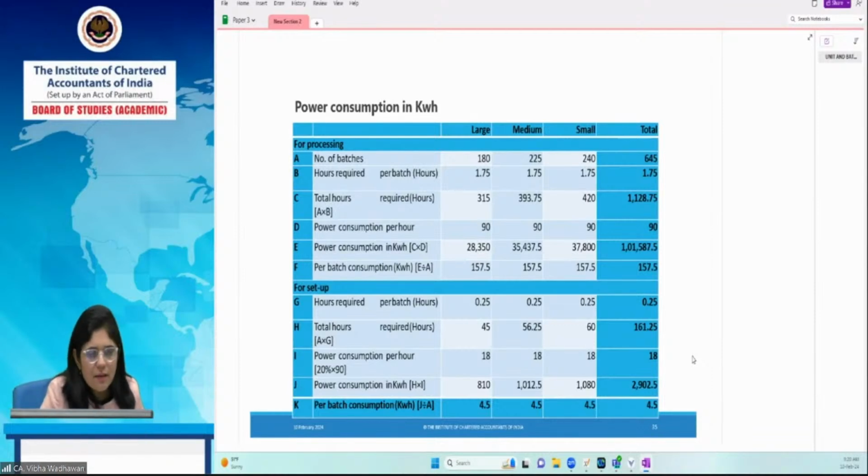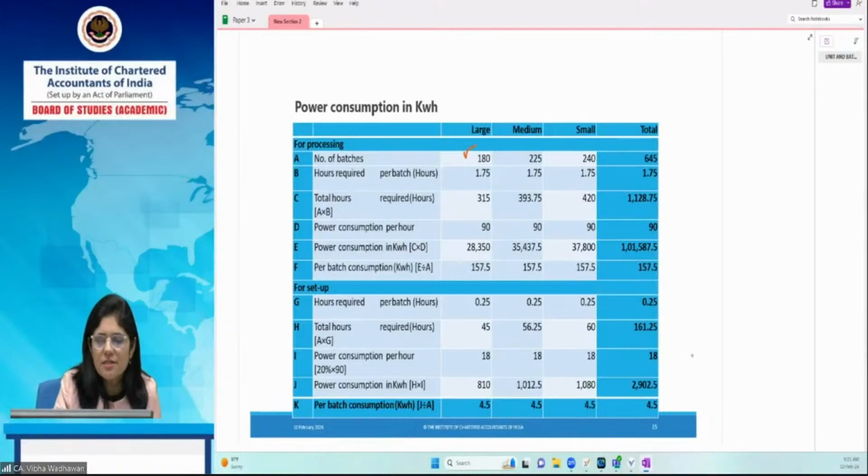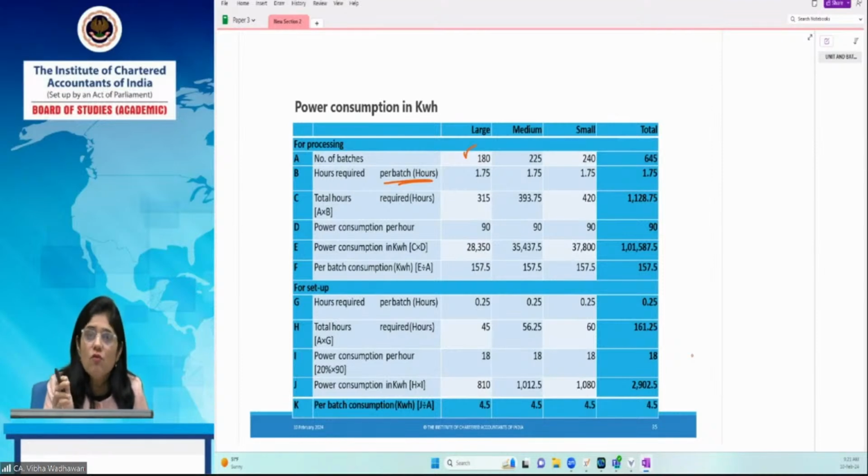So the power consumption, if I say number of batches, hours required per batch. If you see 1 hour 45 minutes, so per batch hours will be 1.75. अगर hours मिले, वो 1 hour 45 minutes था. तो अगर हम उसको पूरा आर में कन्वर्ट करें तो 1.75 आर बनता है. So hours required is 1.75 per batch.